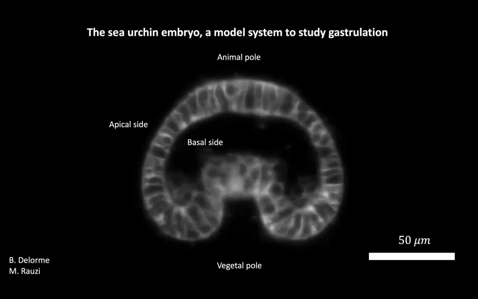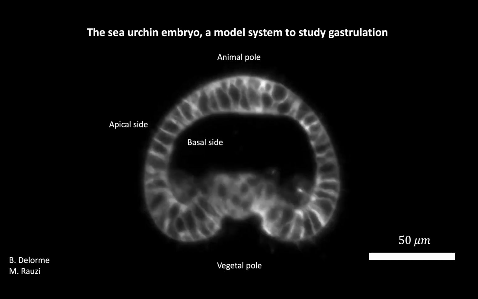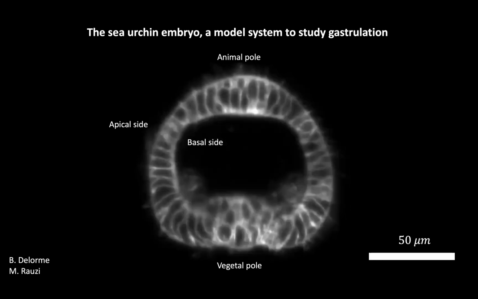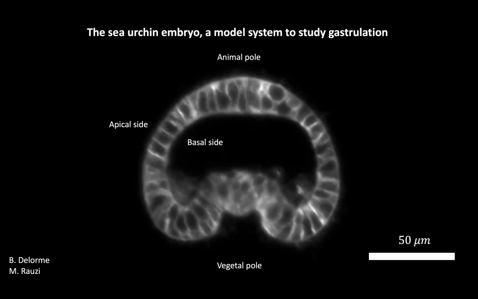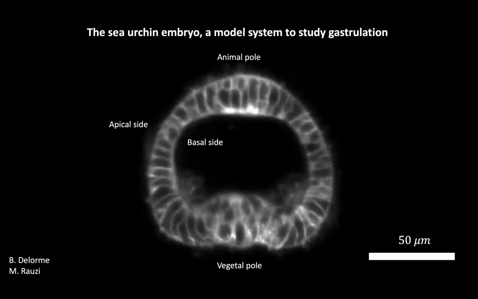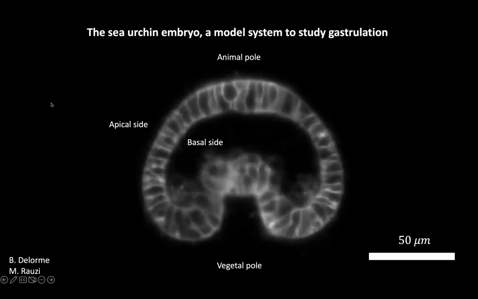Okay, some vocabulary for what is next. When I talk of the basal side, it means the inside of the embryo. The apical side is the outside. The vegetal pole is the pole at which the invagination develops, and the animal pole is the opposite one.